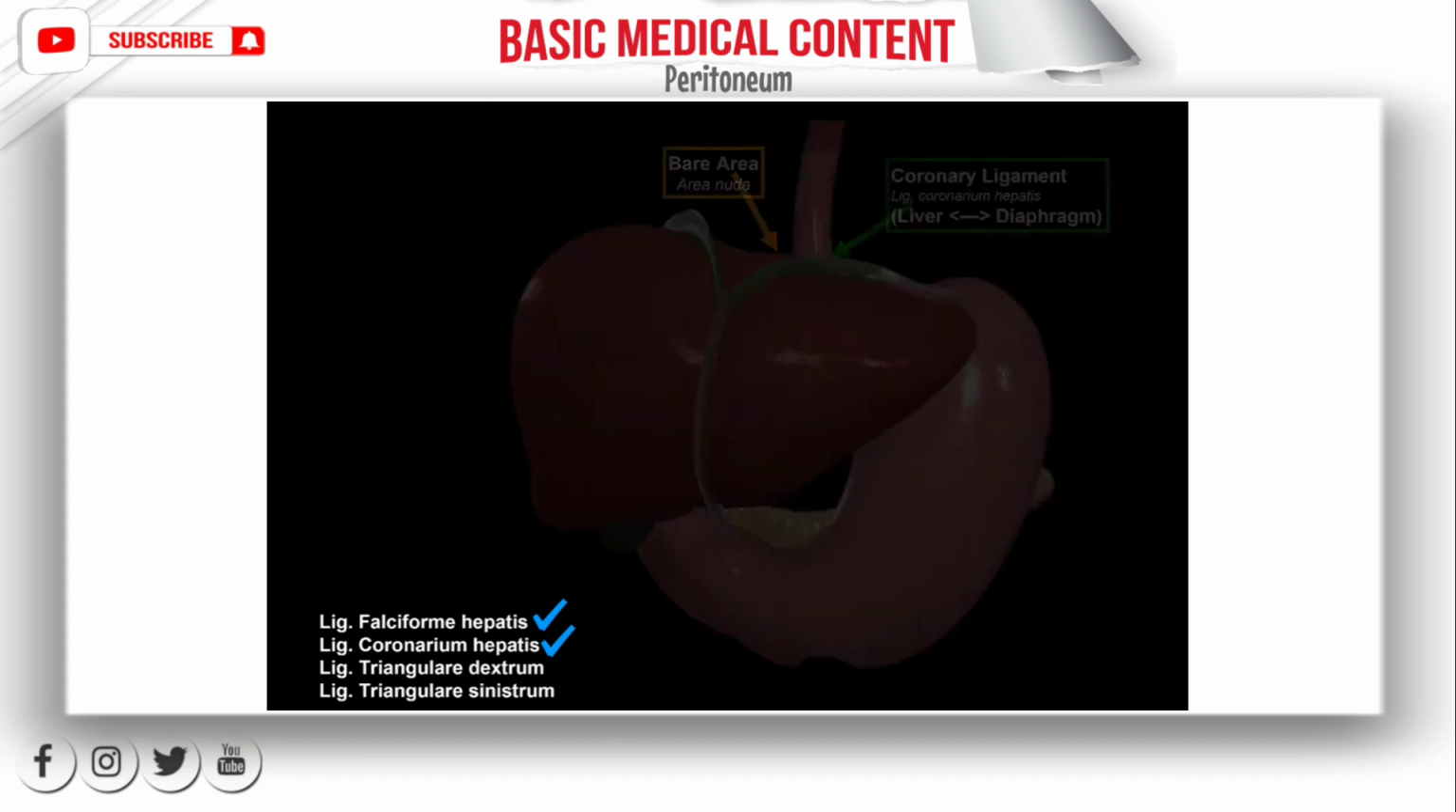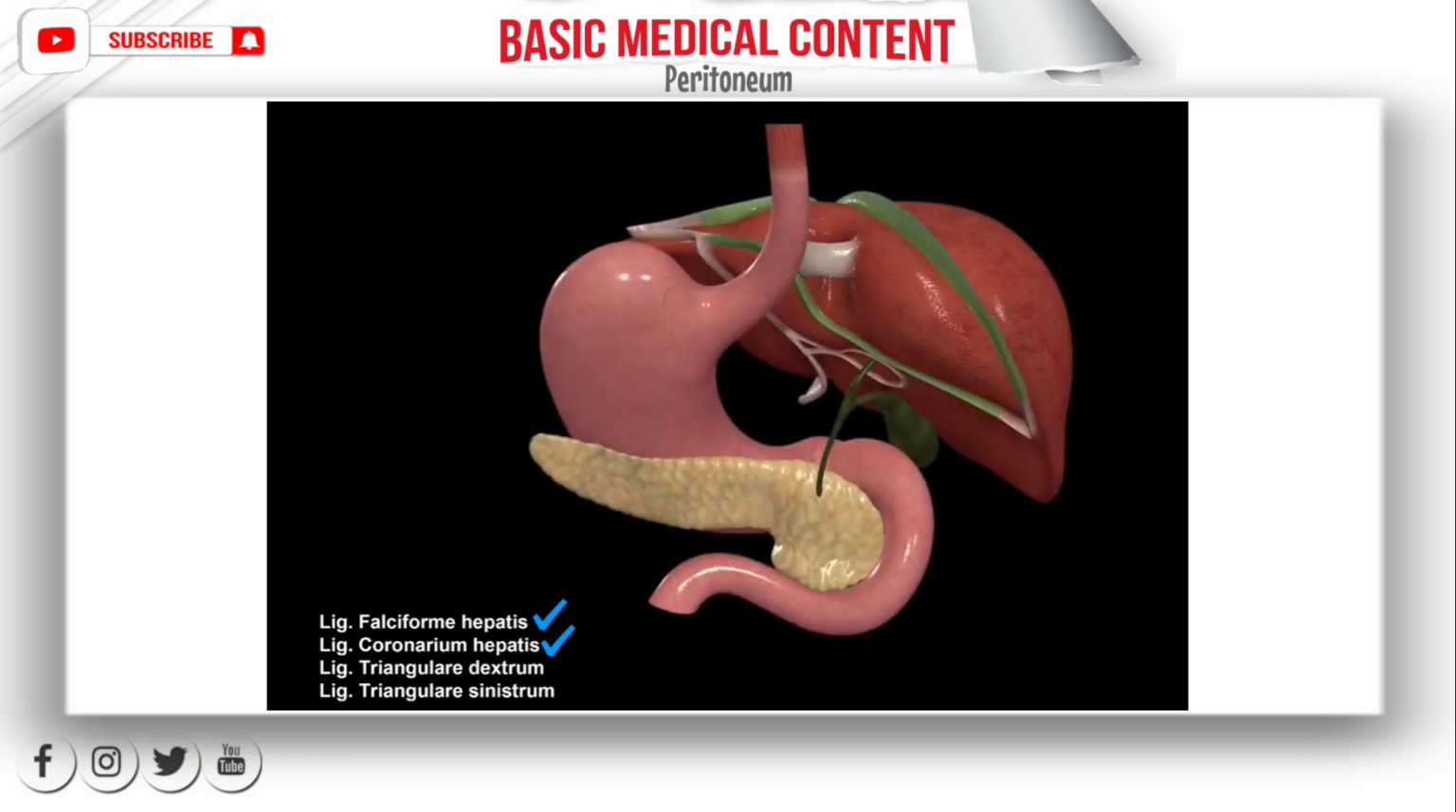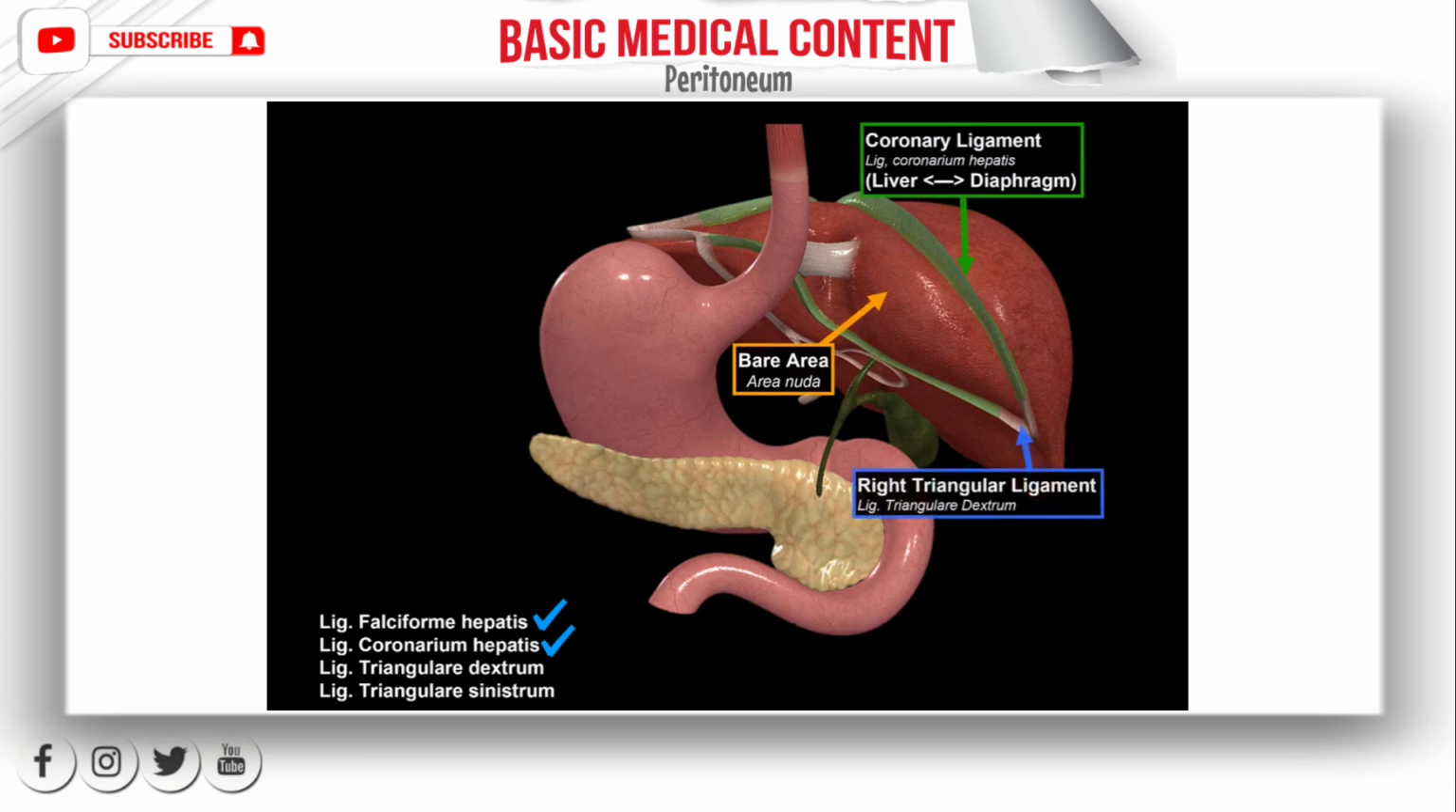Now, if we turn the liver around, you will still have the coronary ligament and the bare area, right? On the right side of the coronary ligament, we have the right triangular ligament. So let's check that one. And a left triangular ligament here on the left. So all of these ligaments connect the visceral peritoneum to the parietal peritoneum.